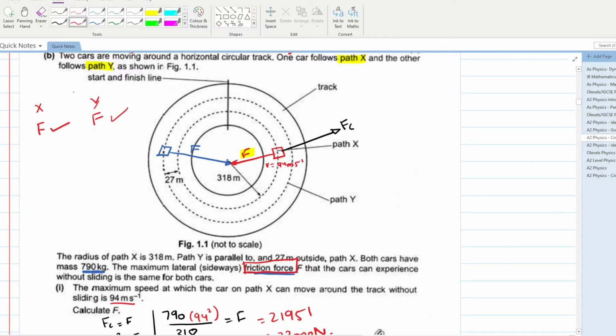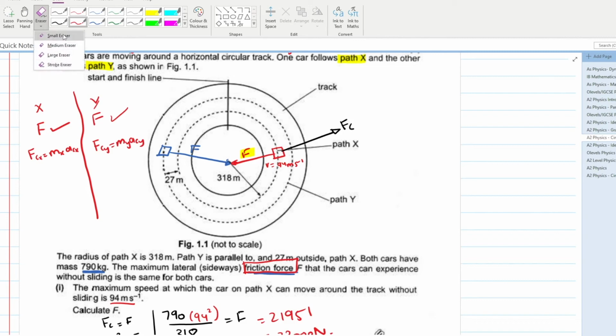So let's write something here. The centripetal force at x is equal to the mass of x multiplied by the centripetal acceleration at x. The centripetal force at y is equal to the mass of y multiplied by the centripetal acceleration of y. Simple as that. Now, can I do one more thing? Yes, I can equate both these values because they are the same. This F and this F are the same.